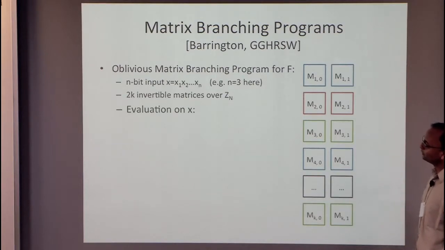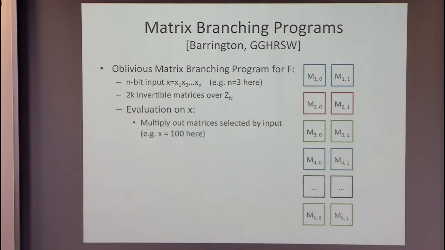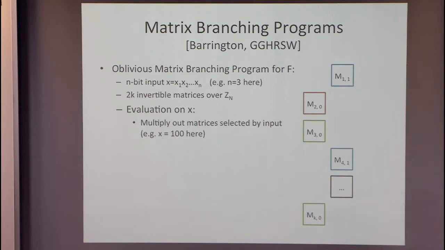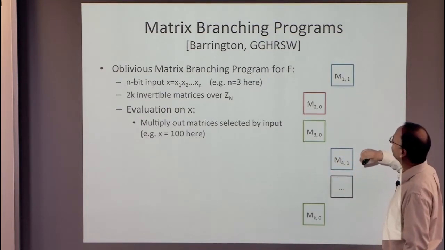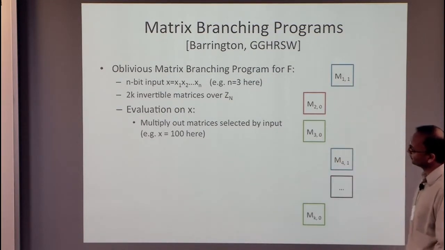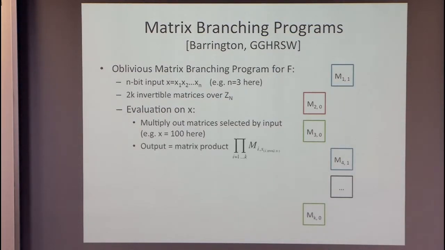Okay? So to evaluate such a program on an input x, all we do is take the input, for example, 1, 0, 0 would select these matrices, and just multiply them out. Just multiply them in order. Okay? And that's the output. So the output is just the matrix product of all of these matrices. Okay? And that's our notion of a program.